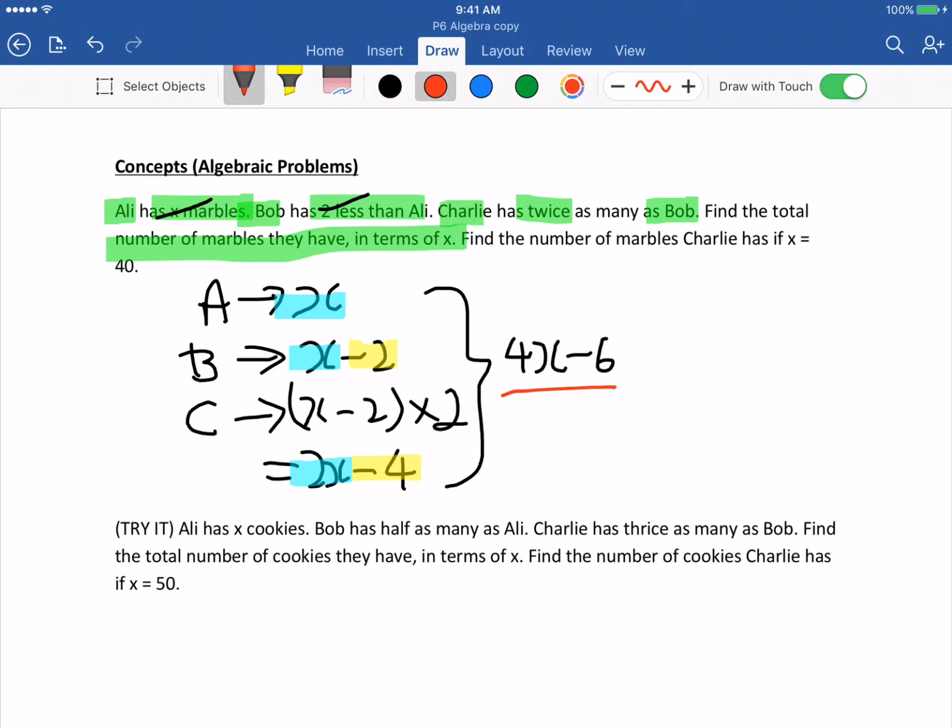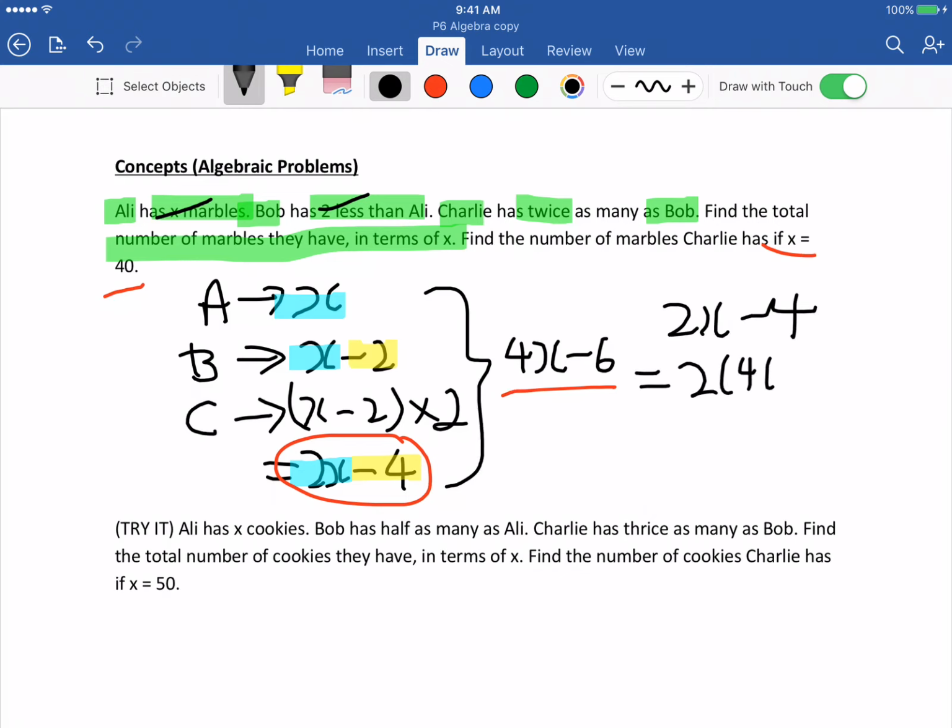Find the number of marbles Charlie has if X equals 40. So we talk about Charlie. Charlie is right here. So you're going to substitute X equals 40 in. So you write 2X minus 4 equals 2 bracket 40 minus 4. 2 times 40 equals 80, minus 4, which equals 76.